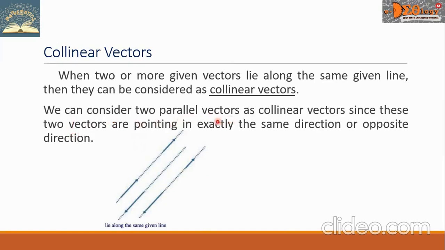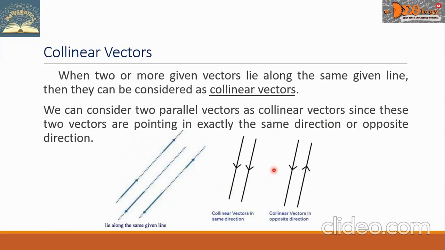We can consider two parallel vectors as collinear vectors, since these two vectors are pointing in exactly the same direction or opposite direction. Here we have two parallel vectors. They are collinear vectors in the same direction. Another example, we have two parallel vectors and they are collinear vectors in opposite direction. So this is now an example of two non-collinear vectors.